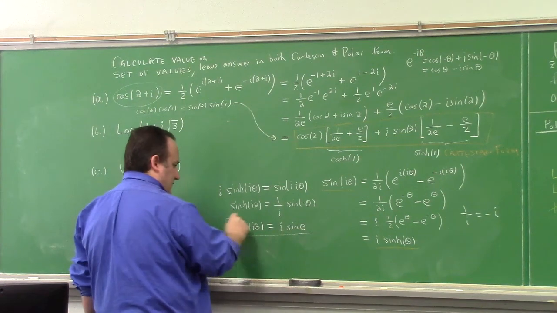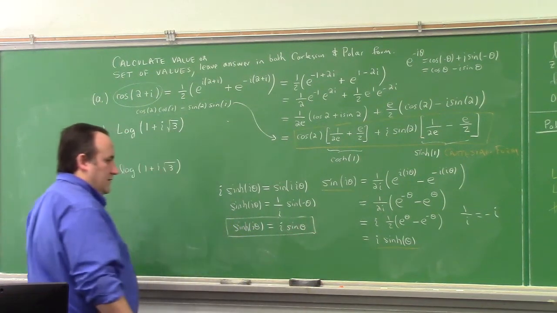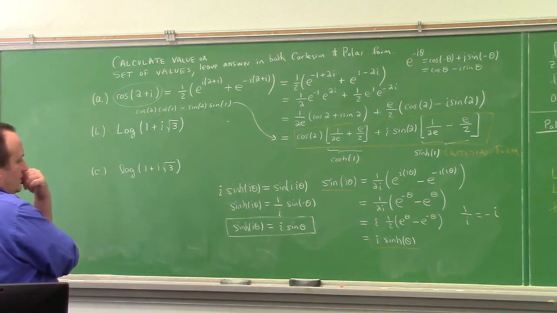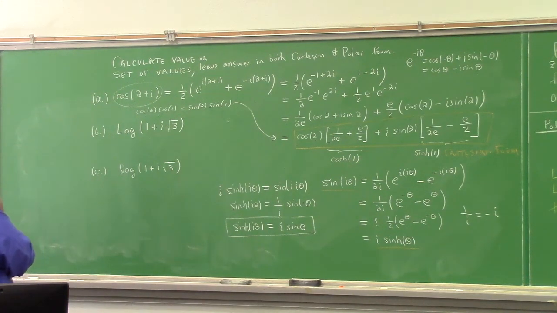Whoa, is that right? Did I do something wrong? I times I is minus 1. Sine, sinh of I theta. Yeah, okay. Well, yeah. This is I.